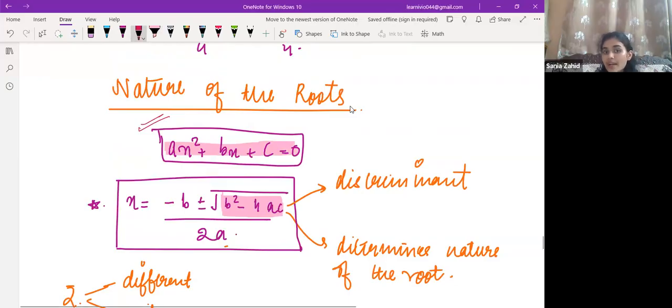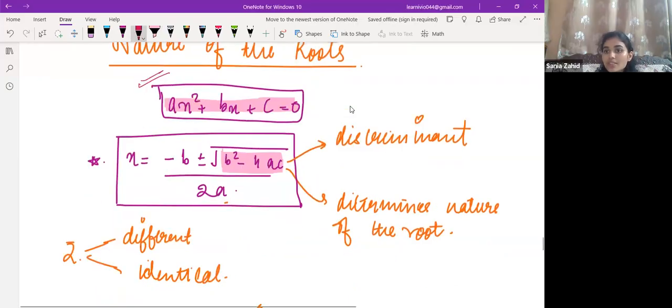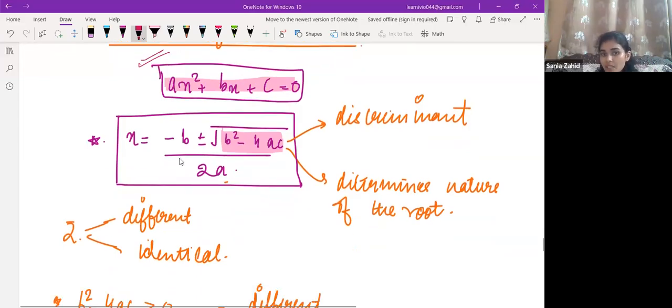Now what happens? The formula for finding the roots is x equals minus b plus minus under root b square minus 4ac, by 2a. So this is the general formula for finding a root, right? Now this term b square minus 4ac is called the discriminant. Why is it called the discriminant? Because it is used to tell us whether the roots that you have in your equation.